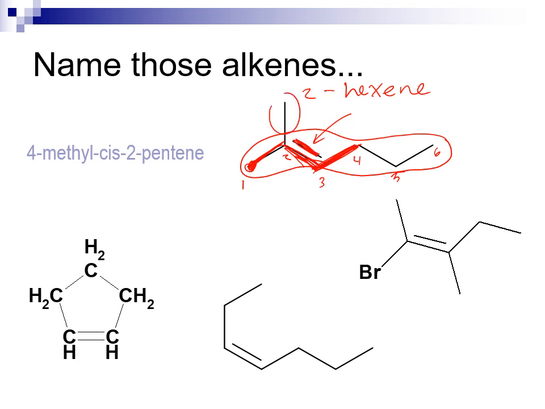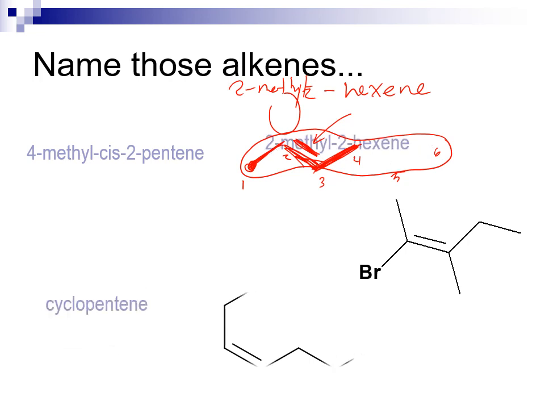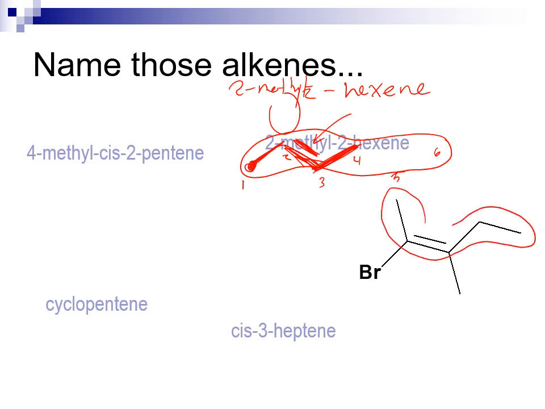There is a methyl on there, though, so we should say this is 2-methyl. Oh, that's messy. 2-methyl-2-hexene, no cis or trans. No, that's not easy to see. All right. Cyclopentene for that one. This one is cis-3-heptene. And this one here, giving you the view of this other group that we're going to see.